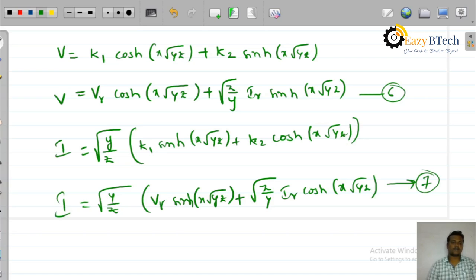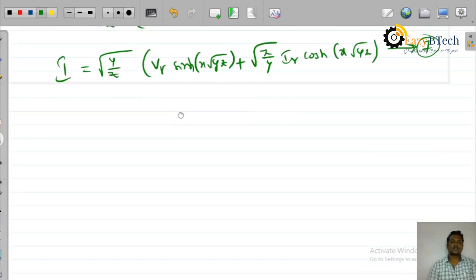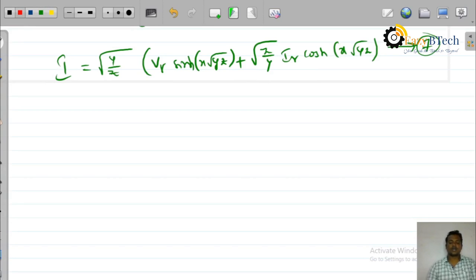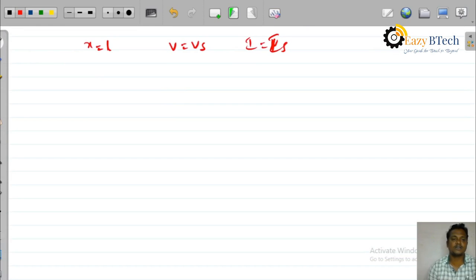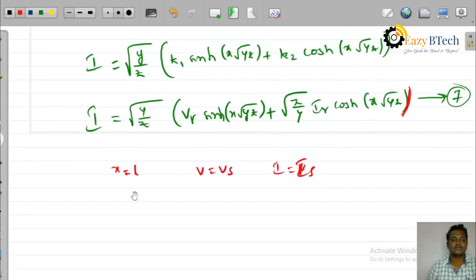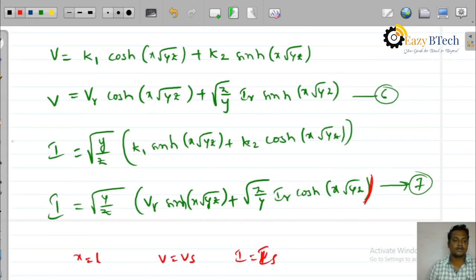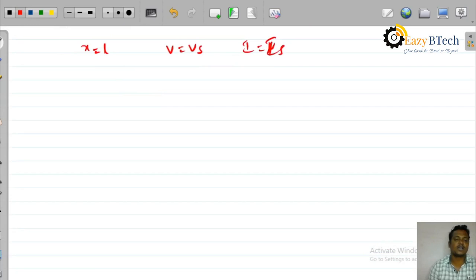Equation 7 is I. Now, for sending end voltage and current, we have to substitute X equals to L. If X equals to L, then V equals to Vs and I equals to Is. Now, by substituting X equals to L, V equals to Vs and I equals to Is in the V equation, just now we derived this, equation 6.